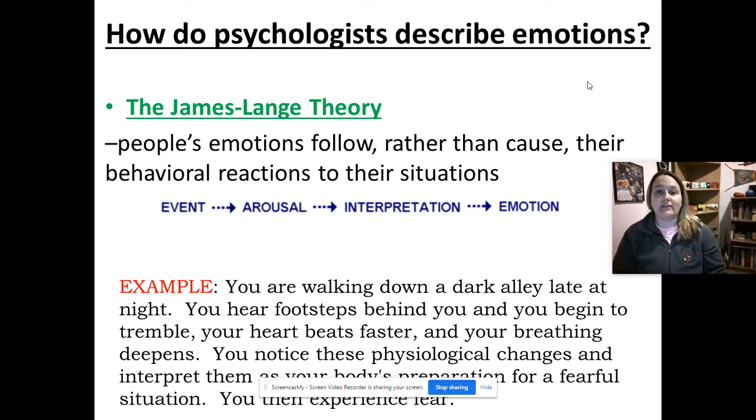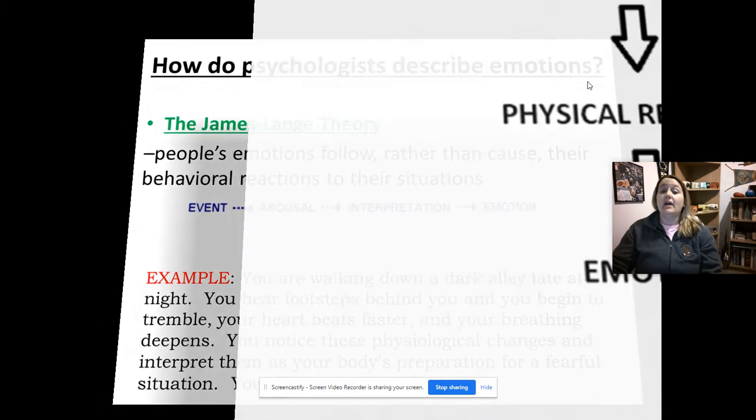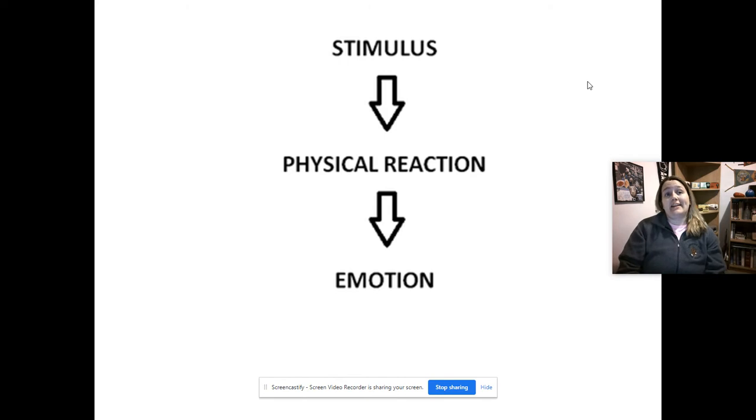Again, the James-Lange theory: you have an event, you have a physical reaction, and then your mind interprets it as an emotion, in this case, fear. Now, if we look at it again, very easy to follow. James-Lange theory, you have an event, a physical reaction, and then the emotion. Easy, very cut and dry. Problem is, we've got two more theories on emotion that you can pick from.